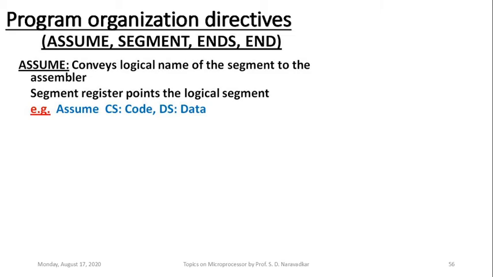Of course, it is not necessary that one should always write such identical logical names here. I may write, say, ASSUME CS:program. It means that the logical name for that code segment is program, comma, DS:star. Star is the logical name for that corresponding data segment. Okay, it means that any logical name can be assigned and conveyed to the assembler through this ASSUME directive here.